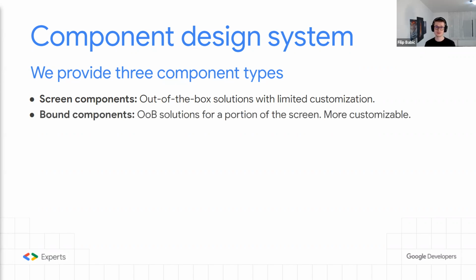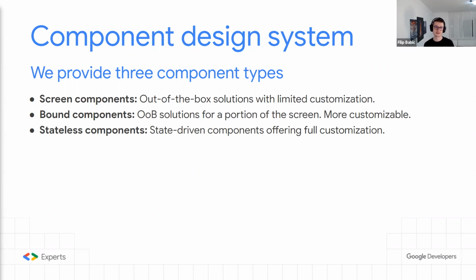For that, we have bound components, which are also out-of-the-box solutions, but for a portion of the screen. So for example, if we have a screen where we have a list of messages, where we have an input field to send messages, then the list and the input field will be separate bound components. They are bound because they connect to our view models and set up all the operations for you. So you don't really have to set anything up yourself. You don't have to set up initial data loading operations or operations to send the data. Everything is predefined for you, but at the same time, you can customize them through different types of actions or slot APIs, as Márton hinted before.